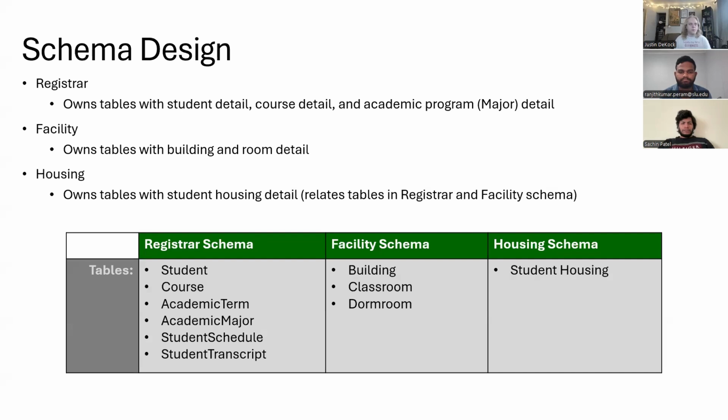So here is more in depth on the schema design. The registrar owns any tables with student detail, like their name, course detail, academic programs, majors, schedules, that sort of thing. Facilities owns anything that's physical property, buildings, classrooms. And then housing is the relation of those two. It's the students that are in the facilities.